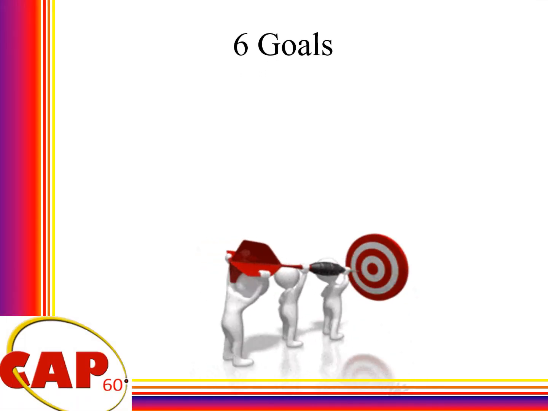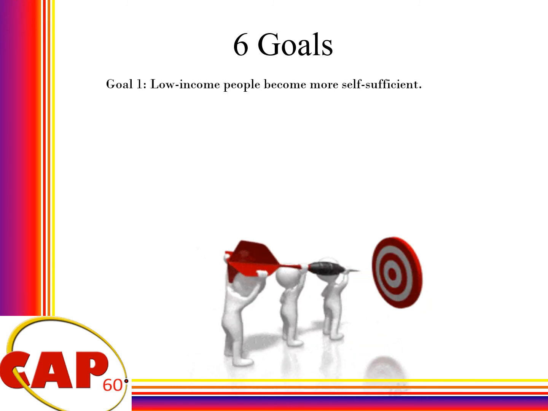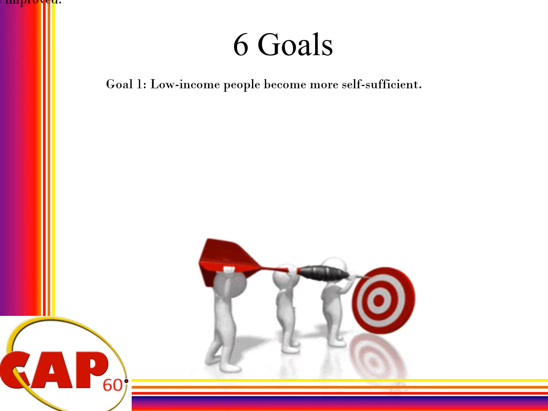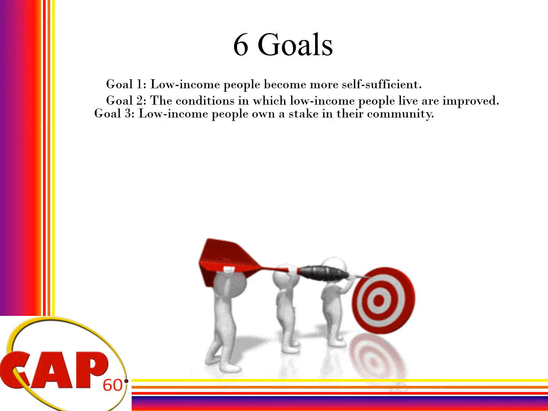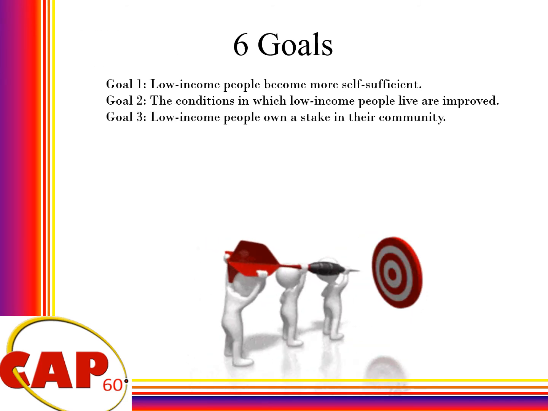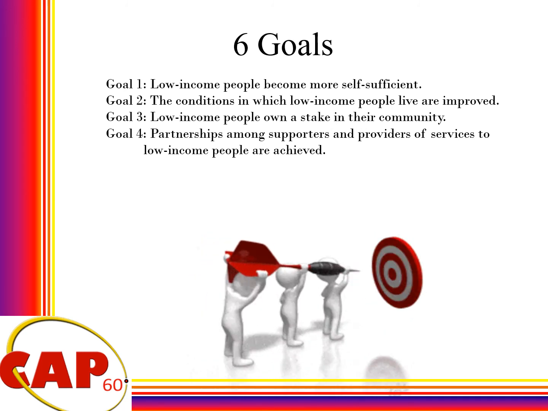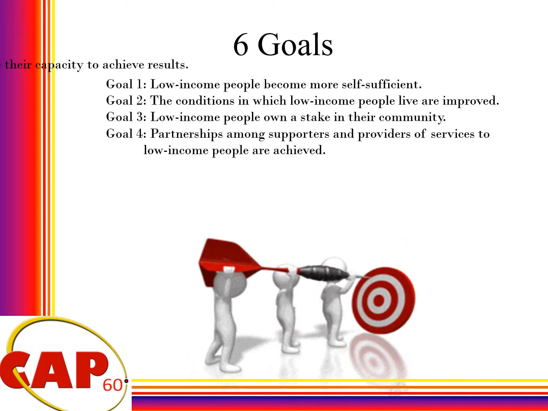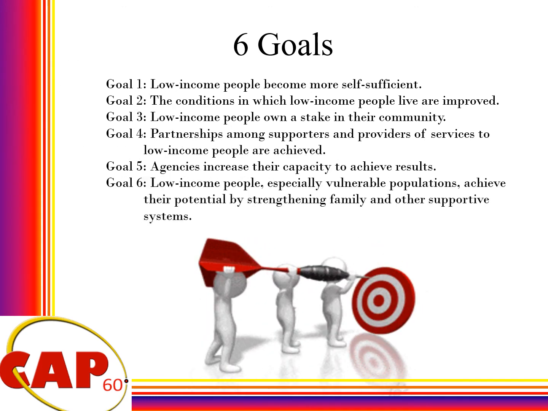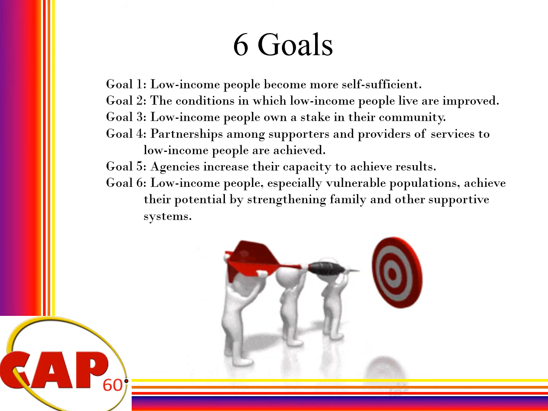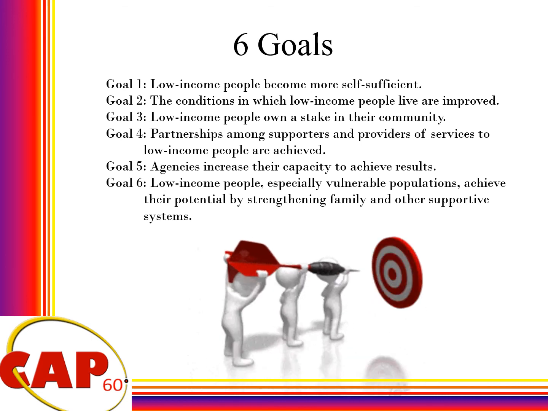There are 6 goals indicated for CSBG funded programs. Goal 1, low-income people become more self-sufficient. Goal 2, the conditions in which low-income people live are improved. Goal 3, low-income people own a stake in their community. Goal 4, partnerships among supporters and providers of services to low-income people are achieved. Goal 5, agencies increase their capacity to achieve results. Goal 6, low-income people, especially vulnerable populations, achieve their potential by strengthening family and other supportive systems.